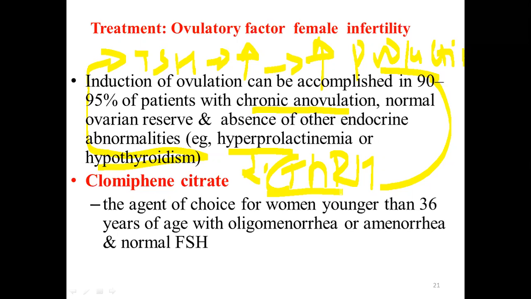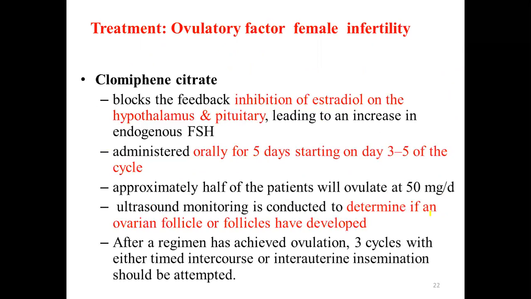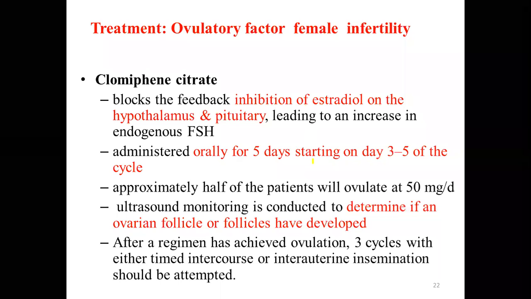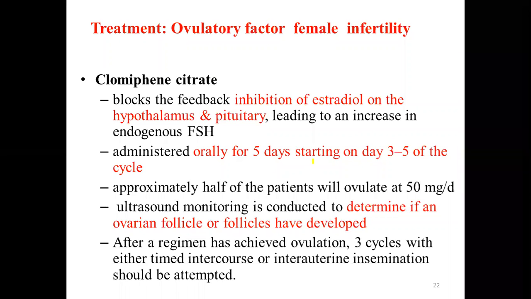Most of the time, this agent is the medication for younger women of less than 36 years of age. That is the normal recommendation, but they need to have a normal ovarian reserve to induce ovulation. Then, how does clomiphene citrate work? By the way, let me pause and ask you a few questions. Have you covered clomiphene or anti-fertility medicine in the pharmacology part?